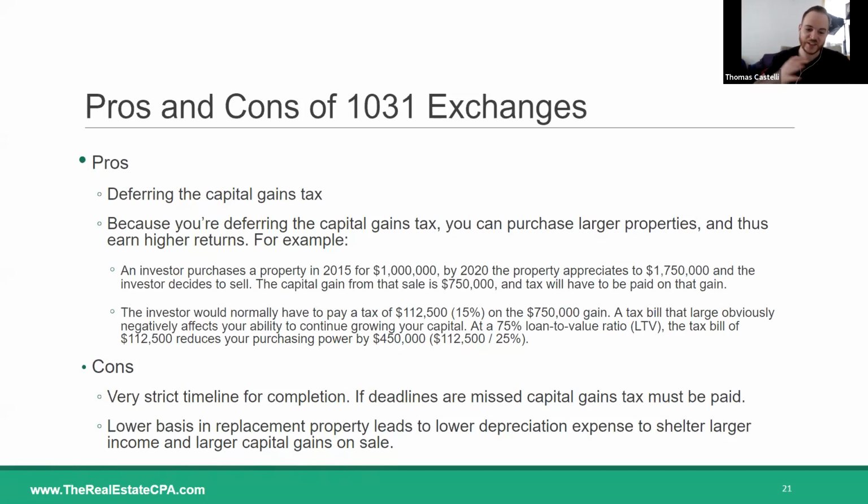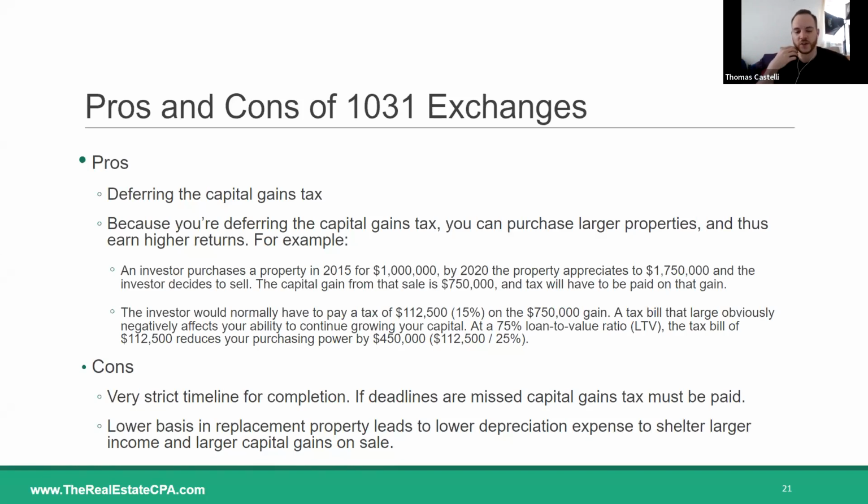The cons, it's a very strict timeline for completion. If the deadlines are missed, the capital gains tax must be paid. Again, you have to follow that 45-day window and that 180-day window. That is super important. There really is no flexibility here. Another con is the lower basis in the replacement property leads to lower depreciation expenses to shelter larger income and larger capital gains tax on sale.